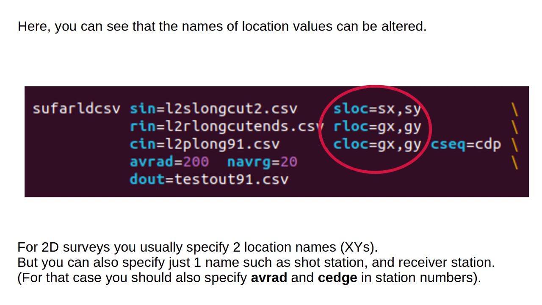Here you can see that the names of location values can be altered. For 2D surveys, you usually specify two location names, XYs. But you can also specify just one name, such as shot station and receiver station. For that case, you should also specify AVRAD and CEdge in station numbers.